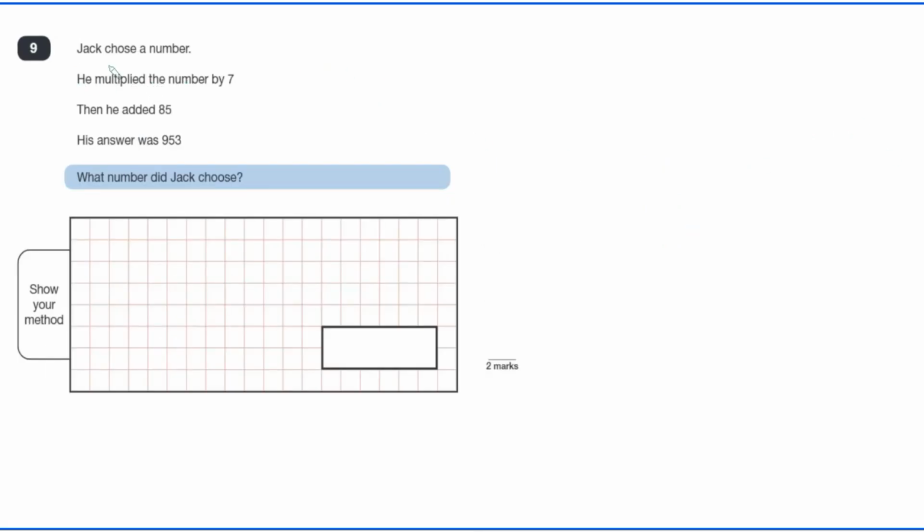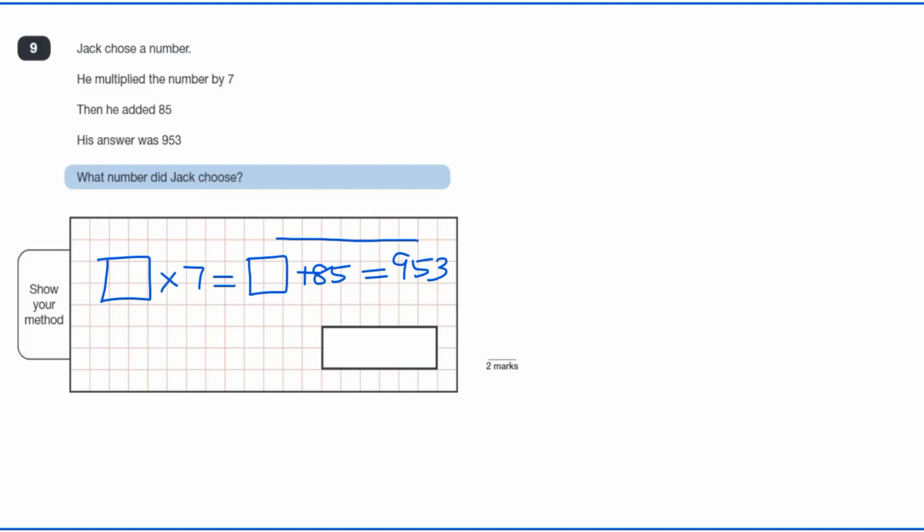Question number 9. Jack chooses a number. We don't know what the number is. He multiplies by 7 and he gets some number. And then he adds 85 to that number. And the answer is 953. What number did Jack choose?